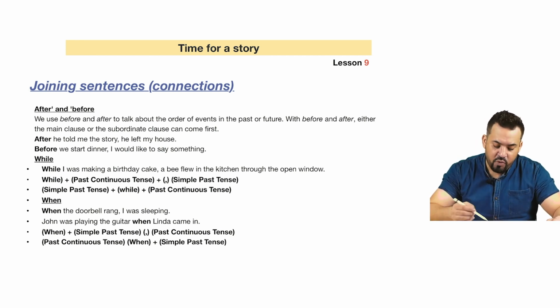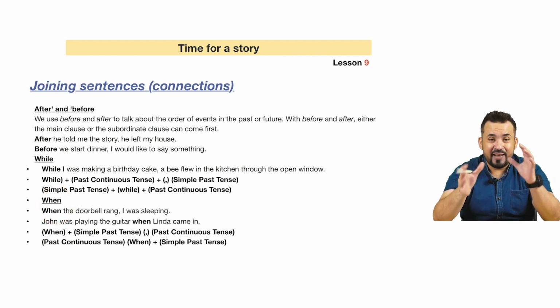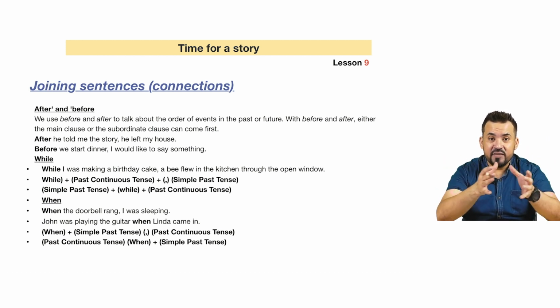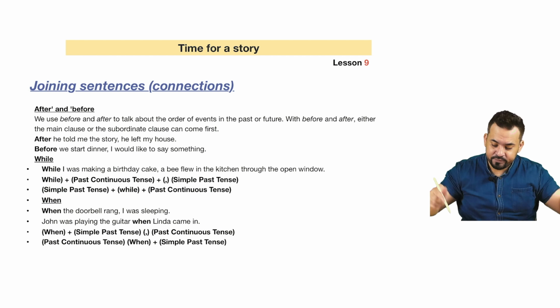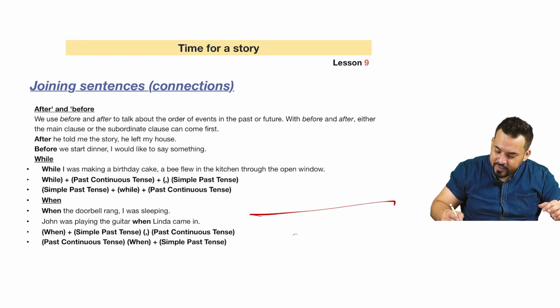Now we have two more conjunctions. People get them confused with each other, and those are when and while. While basically means during. So you have an action. So consider this an action. Okay, this is an action.